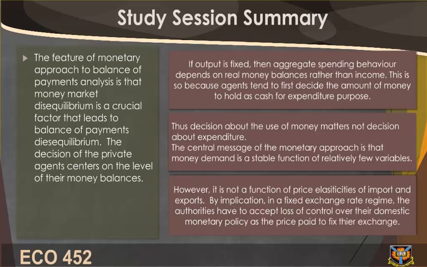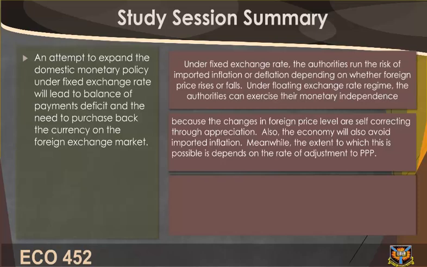The central message of the monetary approach is that money demand is a stable function of relatively few variables. However, it is not a function of price elasticities of imports and exports. By implication, in a fixed exchange rate regime, the authorities have to accept loss of control over their domestic monetary policy as the price paid to fix their exchange rate. An attempt to expand the domestic monetary policy under fixed exchange rate will lead to balance of payments deficit and the need to purchase back the currency on the foreign exchange market.